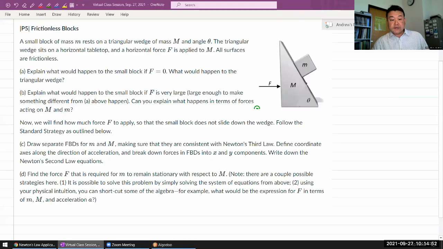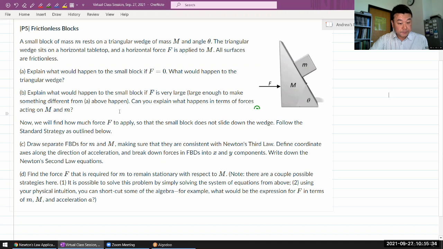Now, what we want to work out is, okay, you have some phenomenon that depends on how much force you apply. And the question is, is there an exactly right amount of force you can apply with which the block will stay at rest relative to the ramp? More precisely, meaning it won't slide up or slide down. So that's the question, and we went through A and B, and so now we will find how much force F to apply so that the small block M does not slide down the wedge.